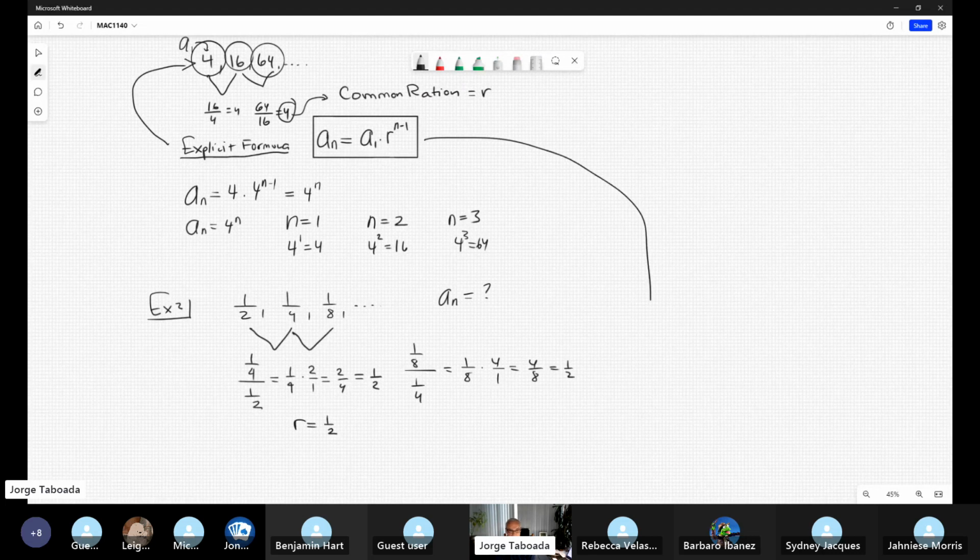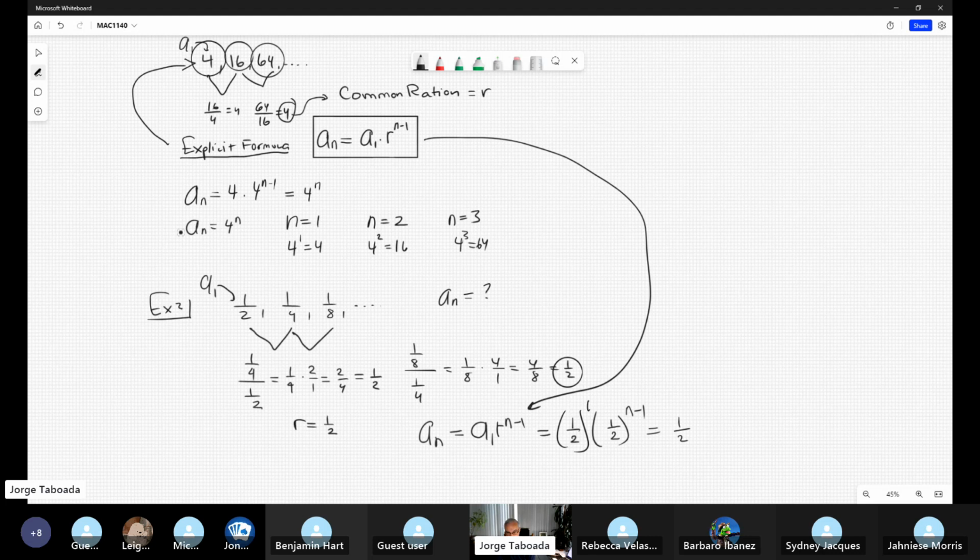I bring down that formula. A sub n equals A sub 1 times R to the n minus 1. In this case, A1 is this guy, 1/2, and R is a coincidence with 1/2. So in both examples it's a coincidence, but that does not always happen. You put together the property for the exponent, the same base, adding the exponents. So this is exponent 1, and then minus 1 is just n minus 1.